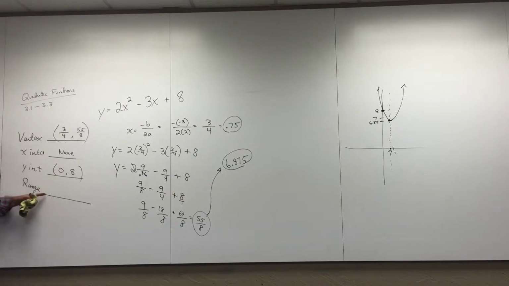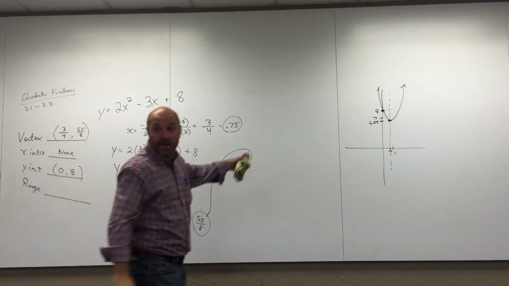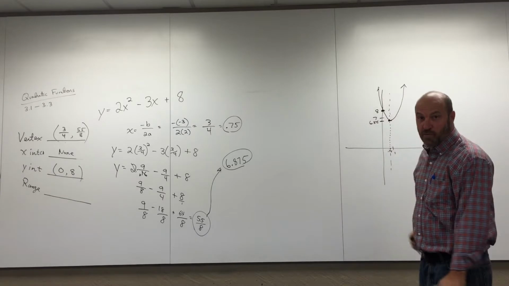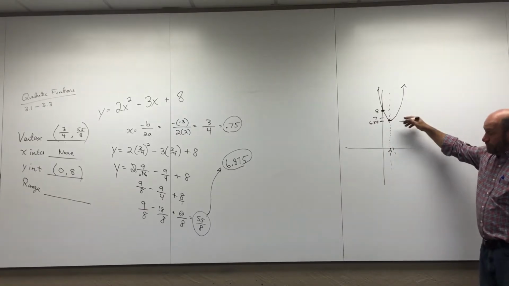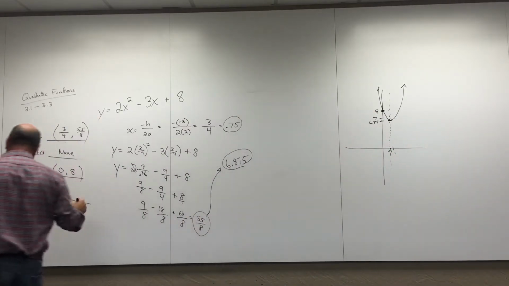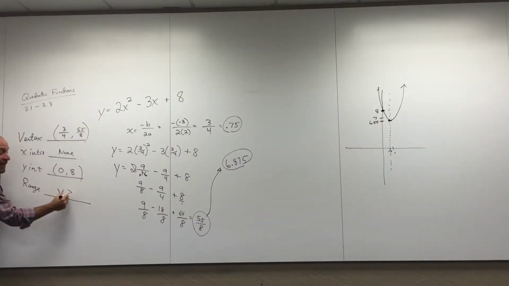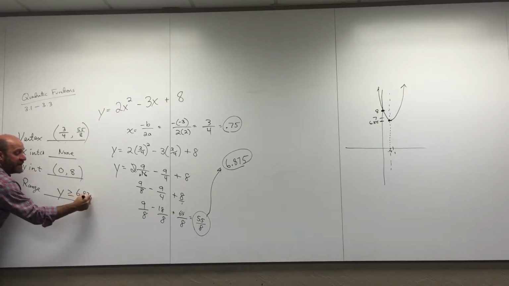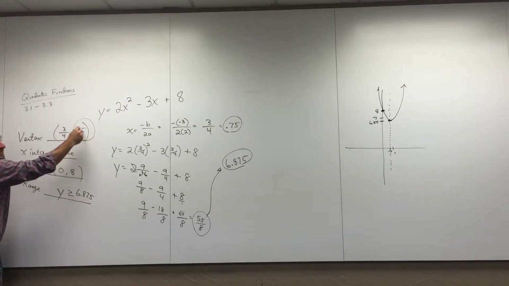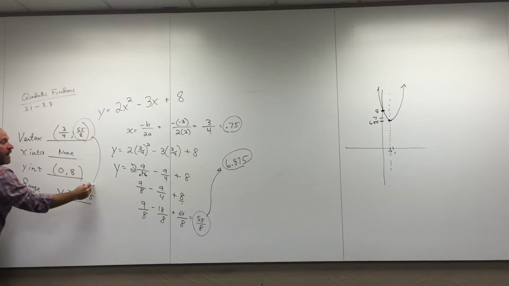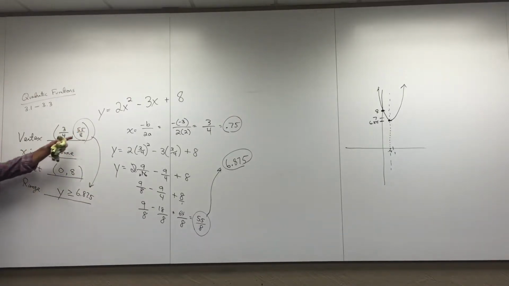Hey, what's the range? We could have answered that 10 minutes ago, maybe 5 minutes ago. I can look at the picture. Once I add the picture, I can definitely answer the range question. The range is? Good. I think I heard the right answer. It's all those y values greater than or equal to 6.875. That range is always dictated by the y value of the vertex. That's 6.875 in case you forgot. It's either above it or below it, depending on whether the parabola opens up or opens down.